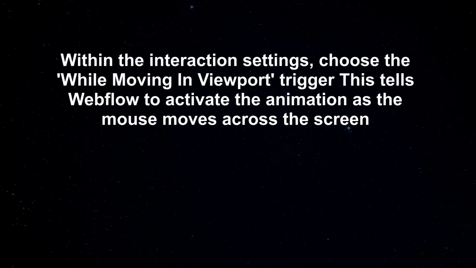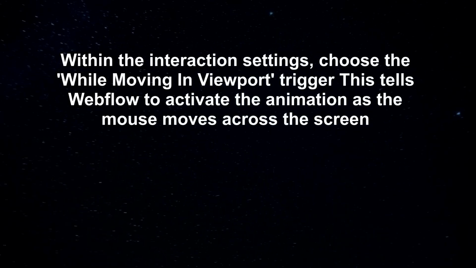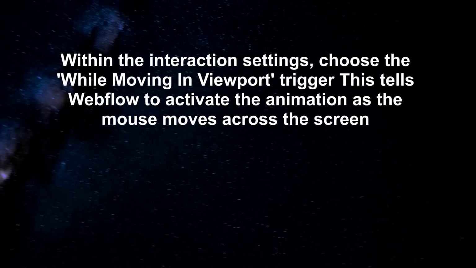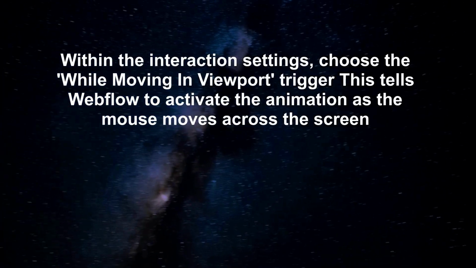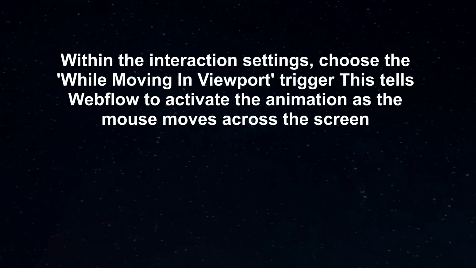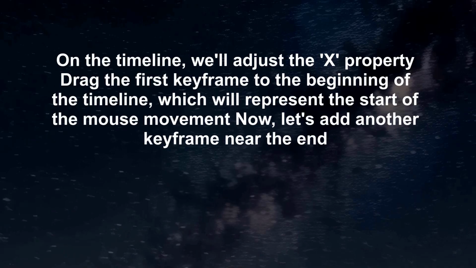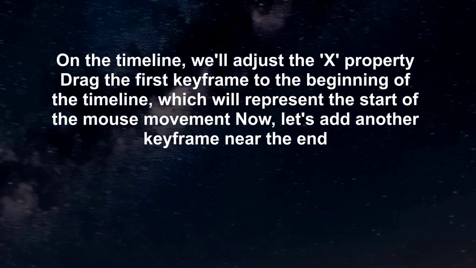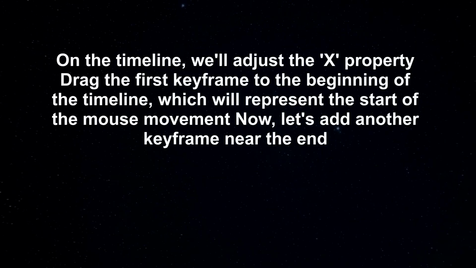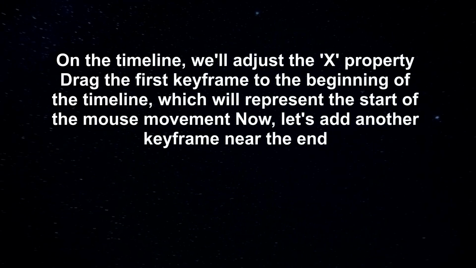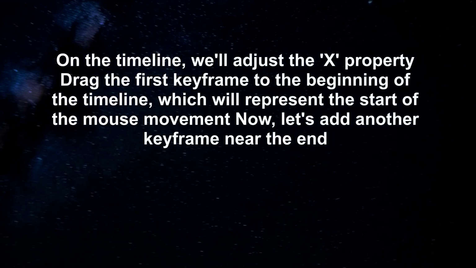Within the interaction settings, choose the While Moving in Viewport trigger. This tells Webflow to activate the animation as the mouse moves across the screen. On the timeline, we'll adjust the X property. Drag the first keyframe to the beginning of the timeline, which will represent the start of the mouse movement. Now, let's add another keyframe near the end.